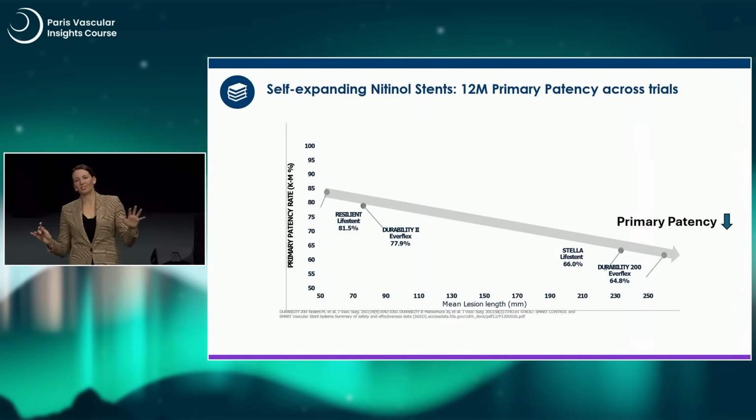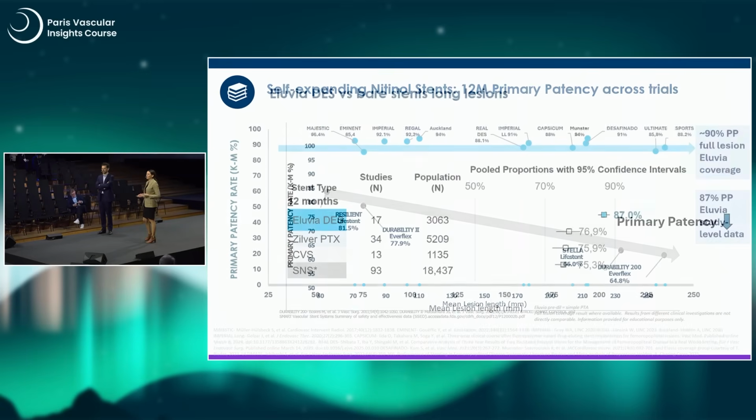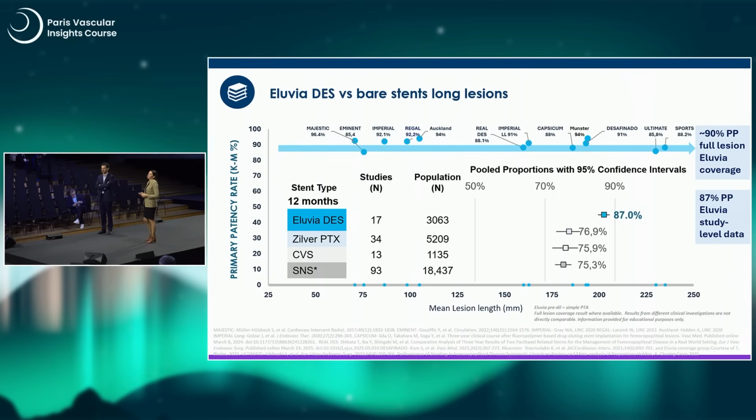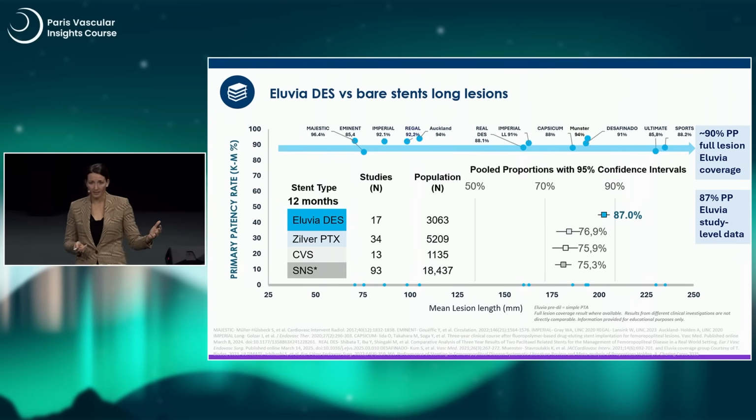In terms of choosing your stent, if you look at self-expanding nitinol bare stents at 12 months, you see that the longer the lesion, the lower the primary patency rate. So once you've increased your lesion length, it becomes more difficult to get sustainable results. Now, if you look at drug-eluting stents, like the polymer-based Eluvia stent, even with a long lesion, the result seems to be sustainable, even with a lesion of more than 200 millimeters. This was with full lesion coverage, not spot stenting, full lesion coverage with the DES.